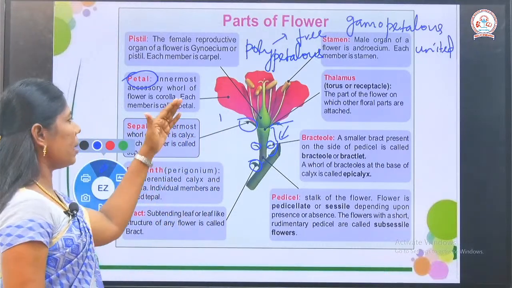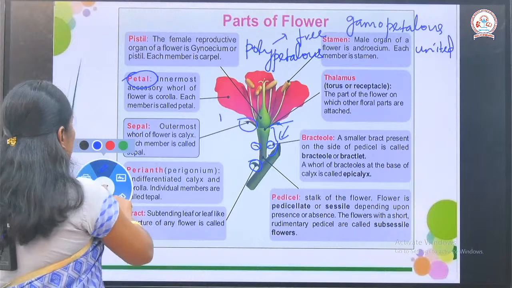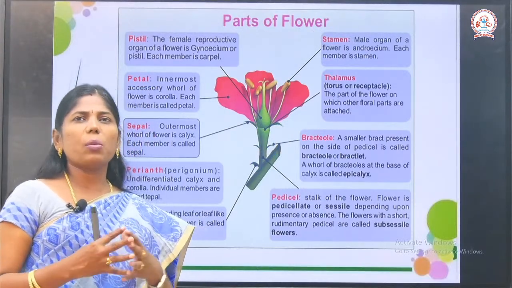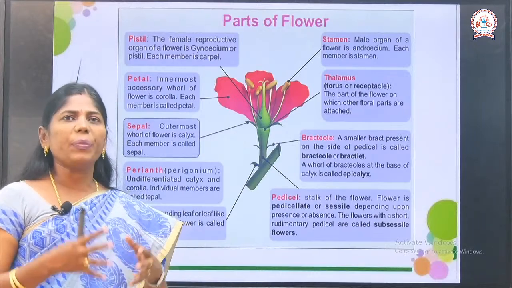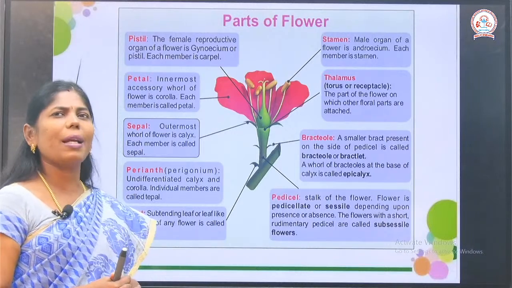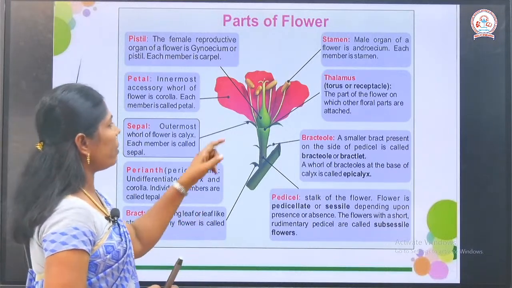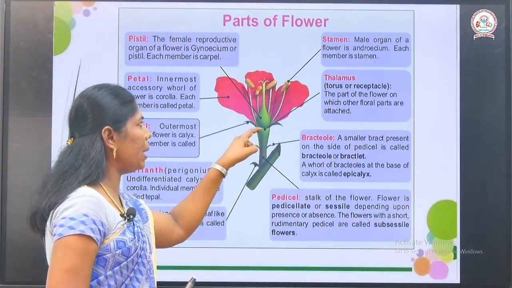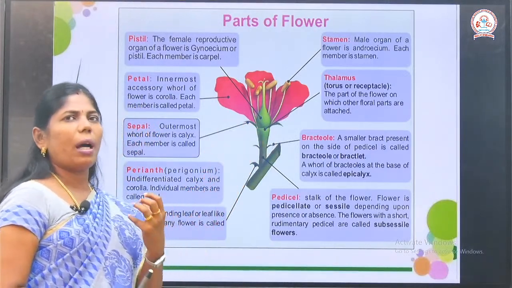So, these are the accessory whorls we studied. Next we have to see the essential whorls, which are directly involved in sexual reproduction. Androecium and gynoecium are considered essential whorls. Before that, we must study the thalamus region. Actually, in the tip of the pedicel all the floral parts arise.